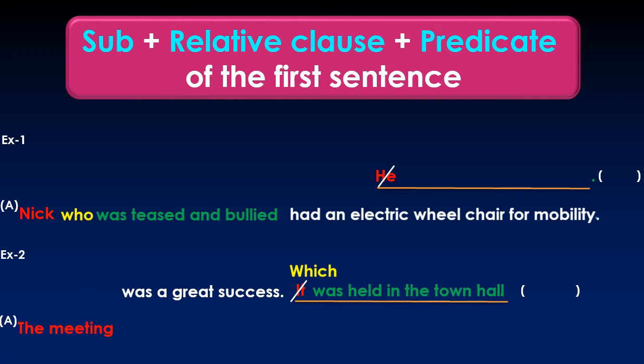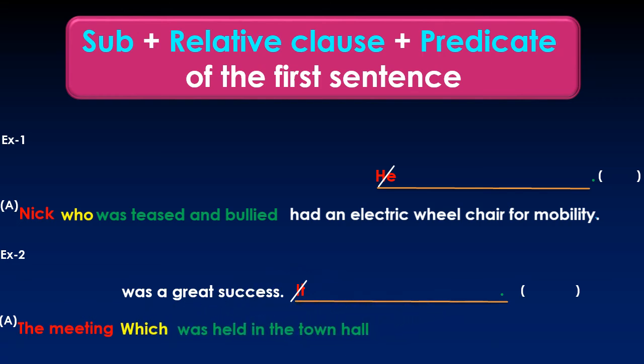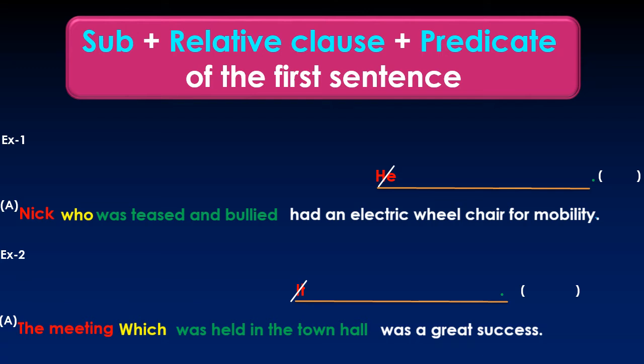First we should write the subject of the first sentence, the meeting. After that we should write the relative clause, subject plus relative clause. We should split the first sentence into subject and predicate. The predicate of the first sentence should be written after the relative clause. Now the sentence has become: the meeting which was held in the town hall was a great success. Okay.